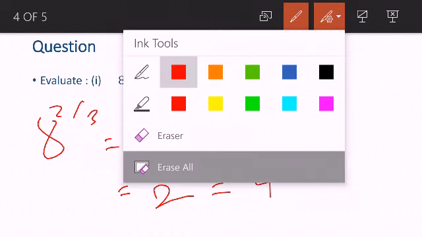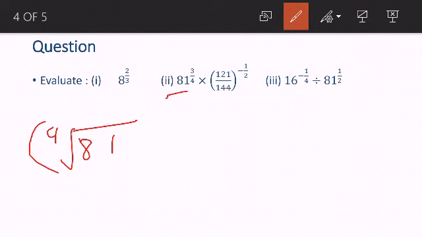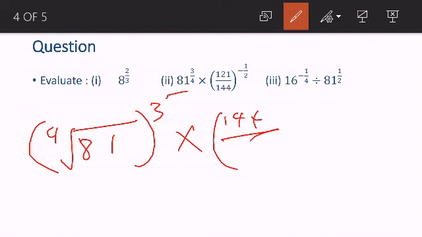Now, the next question, we are given 81 raised to the power 3 over 4 times 121 all over 144 raised to the power minus half. For this, we can say this is the fourth root of 81, all raised to the power 3. Now multiply by this, like we mentioned, is the same thing as 144 all over 121 all raised to the power half. If you remember, I mentioned something like that. The minus sign, the negative index, inverts the fraction.